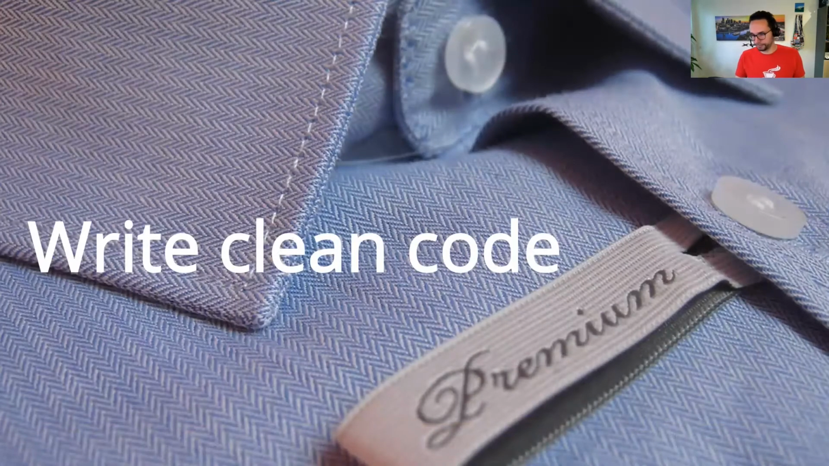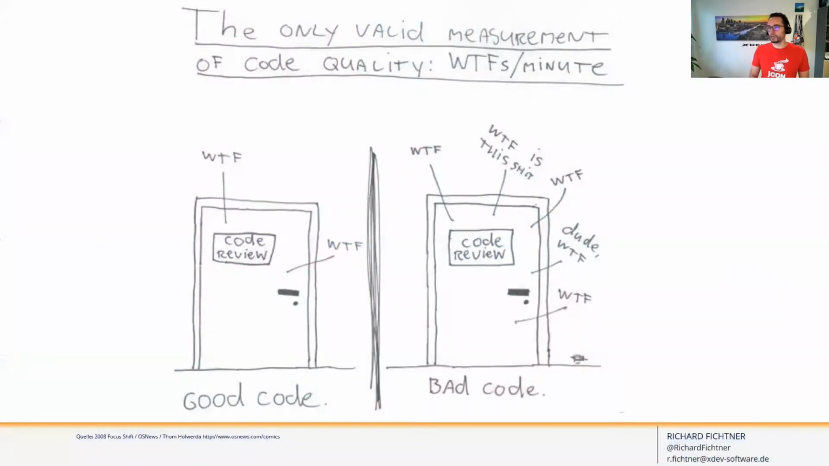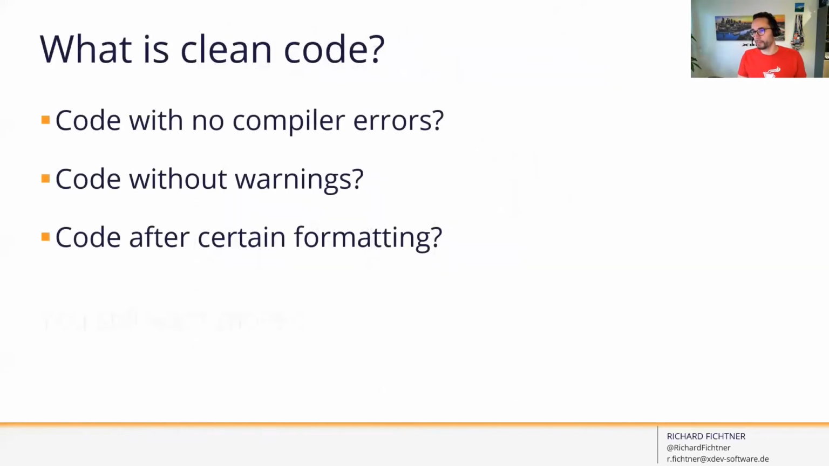That's why you're here. There's only one measurement for the real quality of good code, and this is the number of fucks per second in a code review. If there's a lot of cursing, that's bad. If there's just a little bit of cursing, that's good. If there's no cursing, people are sleeping. Okay, so let's see how we can get to less cursing than we're used to.